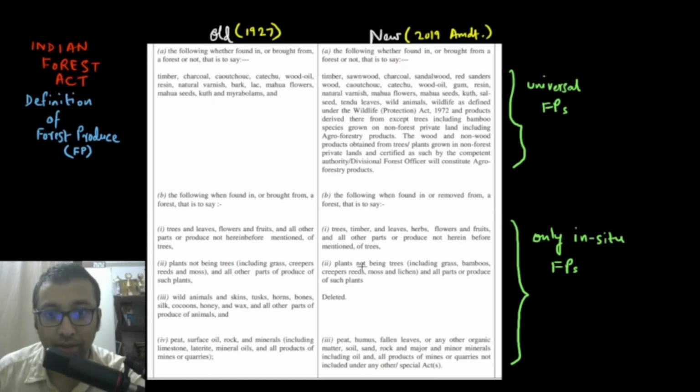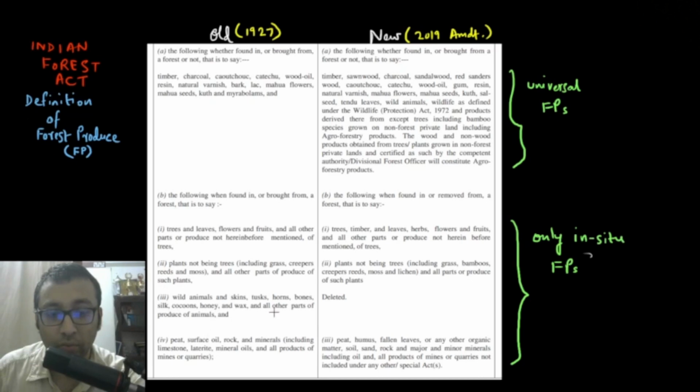However, you see, including grass, bamboo, in the new Act as well, bamboo has been made an only in-situ FP. In other words, if you have bamboo in a forest area, of course it's an FP, but outside forest area you can do anything, it's not an FP. Okay, the third difference is, just see, wild animals and skins, then silk cocoons, honey, wax, this portion is deleted.